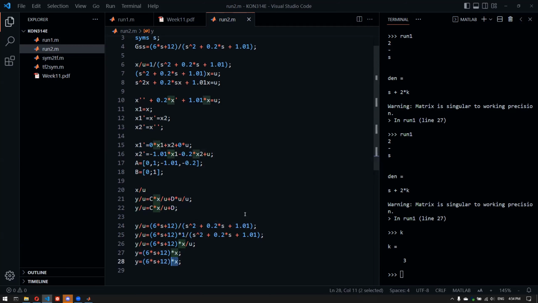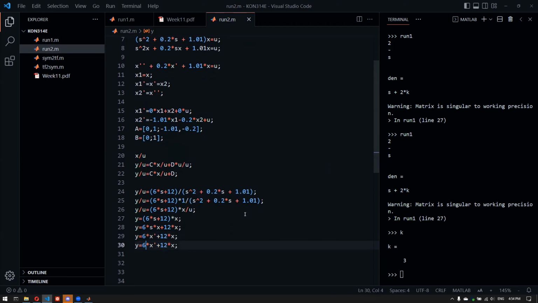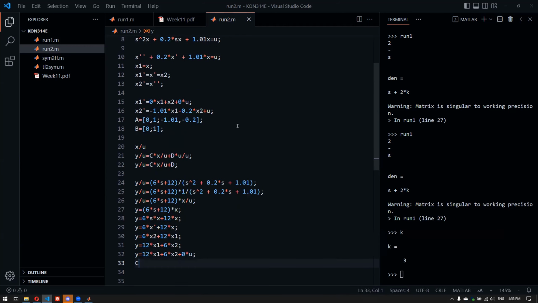Let's expand this into this one here. We can see s times x is going to be x derivative, and x derivative here is x2. So this is x2, and x was x1. If I move x1 to the front, you can see that this is basically plus 0u, 0 times u. Therefore, I can state the C matrix here, 12, 6, and D is going to be 0.